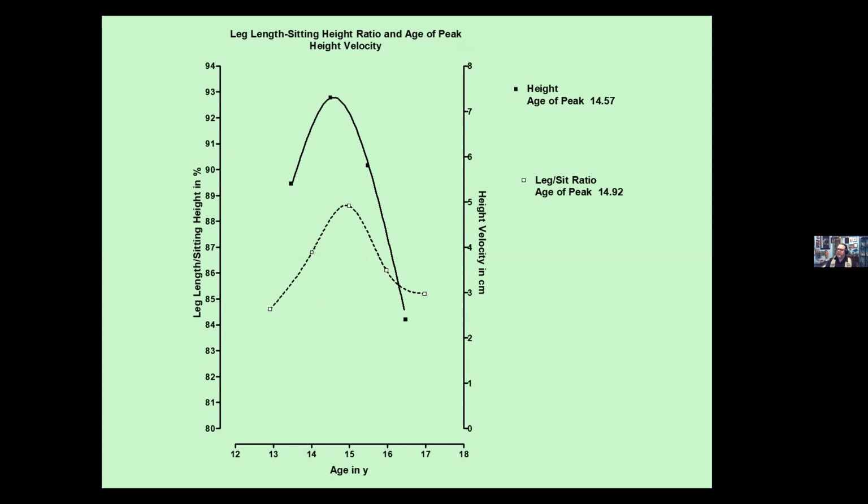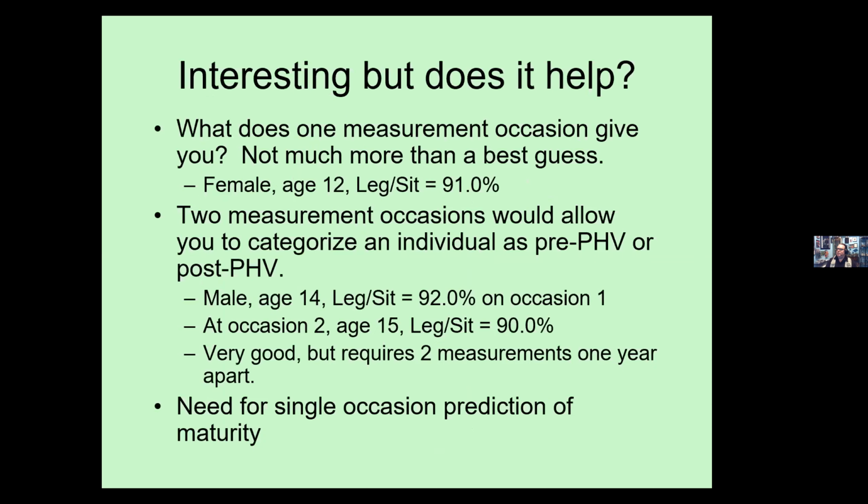That's illustrated here. We have our leg length to sitting height ratio in our dashed lines, and I've plotted it against what I showed you previously, peak height velocity. And those peaks are roughly occurring at the same time. That's interesting, but does it really help? The problem is that although the ratio gives you an indication of where you are, again, it doesn't tell you whether you're going up in velocity or whether you're going down in velocity. So it's not much better than a best guess.